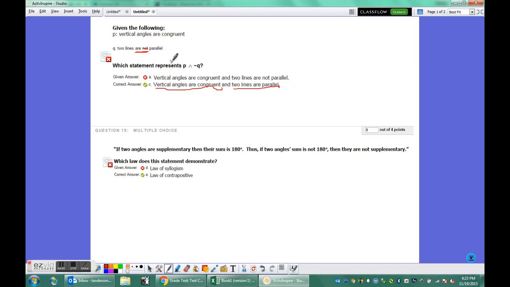Okay, so make sure you're always reading the original statements carefully, because sometimes it already has a not in there and you'll have to take it out. Other times it doesn't have one there and you would maybe have to add it in. Okay.